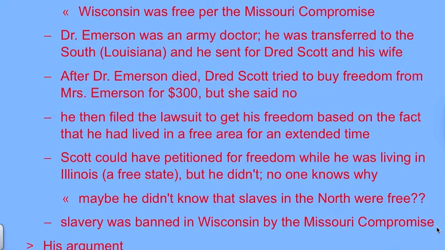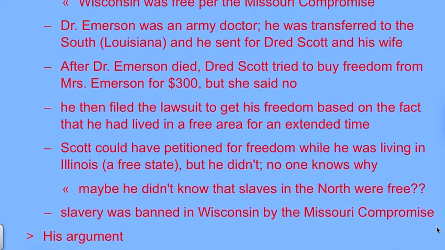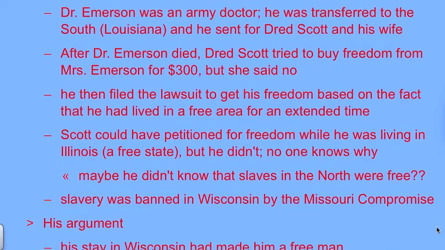Dr. Emerson trusted them enough to let them travel all the way to Louisiana by themselves, and they did. They came where they were supposed to. They went where they were supposed to go. After Dr. Emerson died, Dred Scott tried to buy his freedom from Mrs. Emerson for $300, but she said no. So he decided to file a lawsuit to get his freedom based on the fact that he had lived in a free area for a long time.